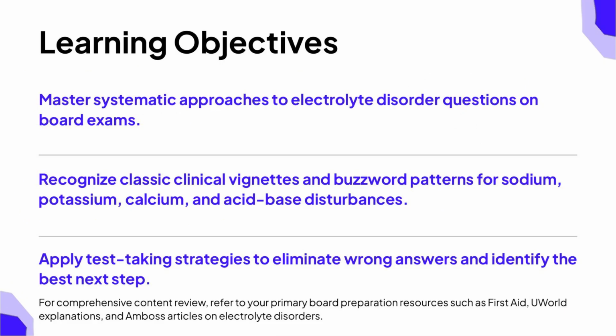Here are our learning objectives for today. We want you to master systematic approaches to electrolyte questions, recognize the classic vignettes and buzzword patterns, and most importantly, learn test-taking strategies that will help you eliminate wrong answers quickly. For the full content review, be sure to consult your primary board prep resources like First Aid, UWorld explanations, and Amboss articles. We are here to help you apply what you have learned.